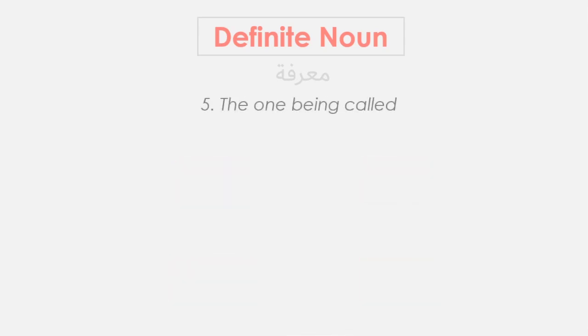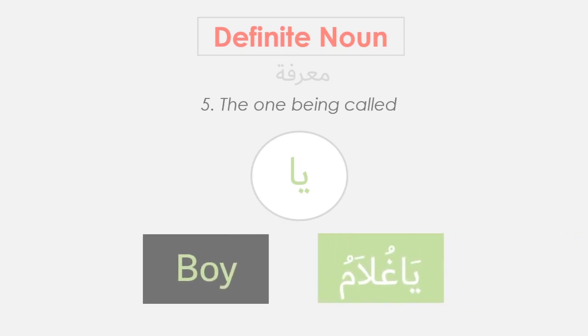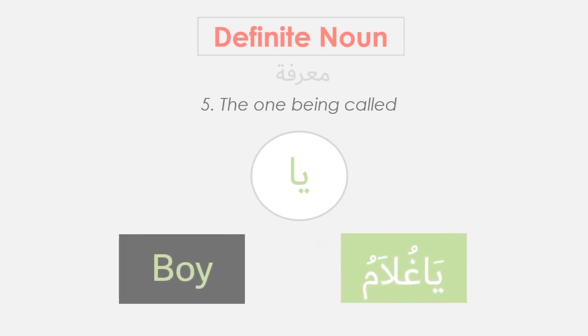Then we have the one being called. In Arabic, ya is a way used to call out someone's name, and the word after ya becomes proper as a result. For example, ya ghulamu, used to call out, oh boy. Ghulamu is common, but since it comes after ya, it is considered to be proper.